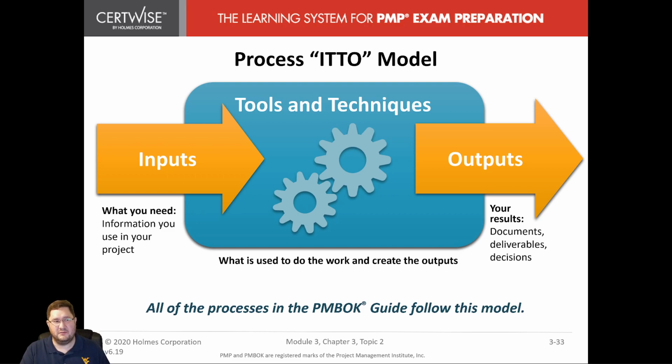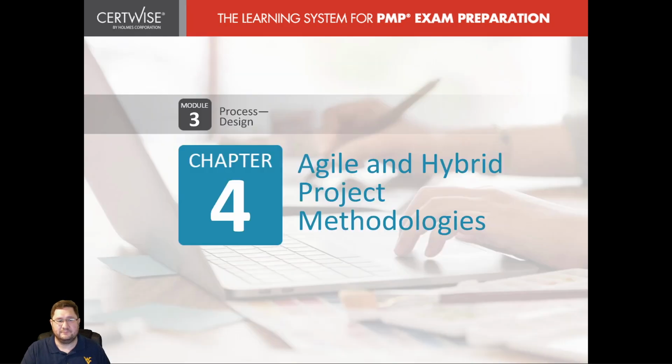Like, for example, expert judgment is in a lot of the tools and techniques on the processes. So it could be that you just put EJ or however you want to put it, expert judgment written out, and that way you know what that process needs. And it could be some other things in there too. And that's it for Module 3, Chapter 3.